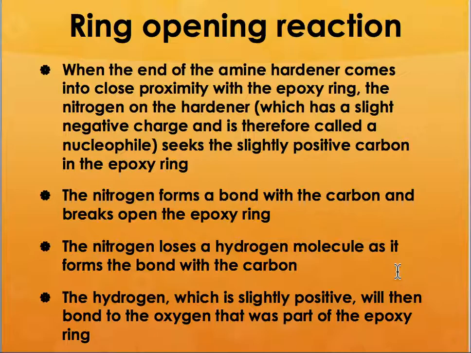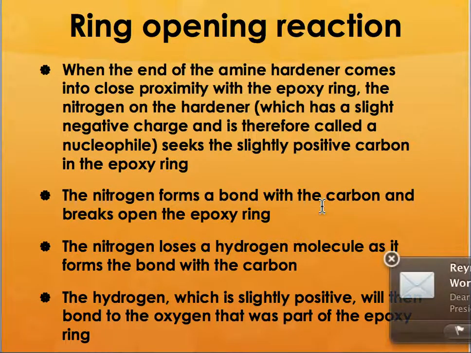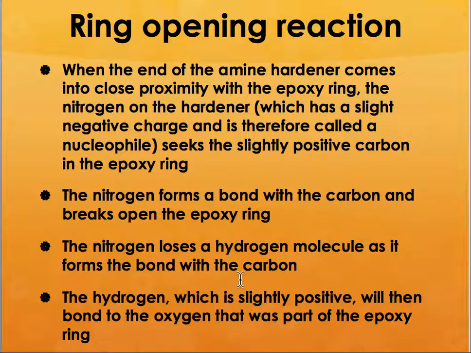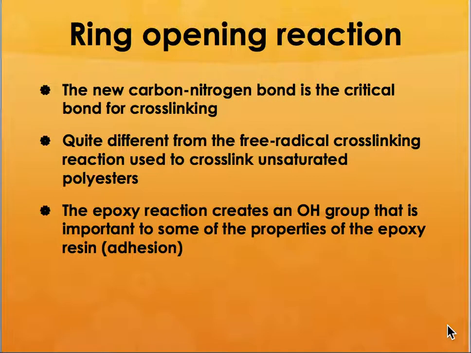Just understand that the amine group will just bond with the carbon and break open the nitrogen bond, and it will form the carbon bond. The hydrogen, which is slightly positive, will then bond to the oxygen that was part of the epoxy ring. So this carbon nitrogen bond is a critical bond for cross-linking.